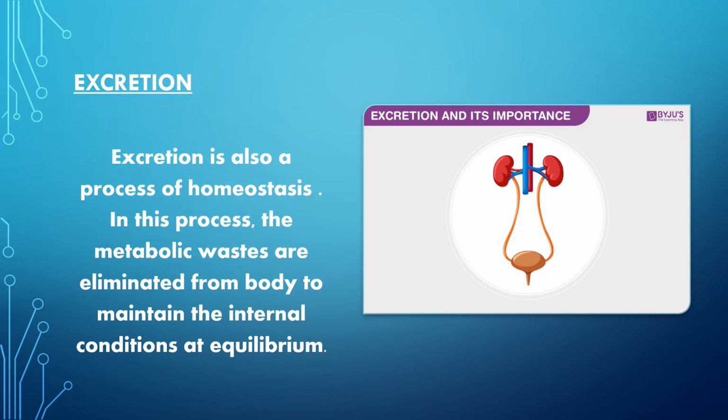Coming to excretion. Excretion is also a process of homeostasis. In this process, the metabolic wastes are eliminated from the body to maintain the internal conditions at equilibrium.